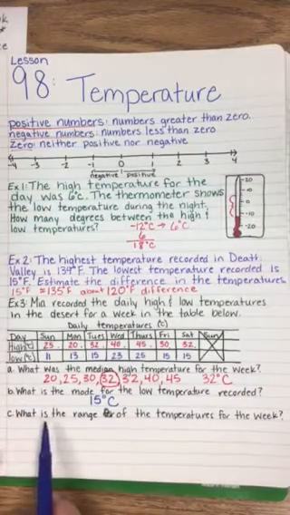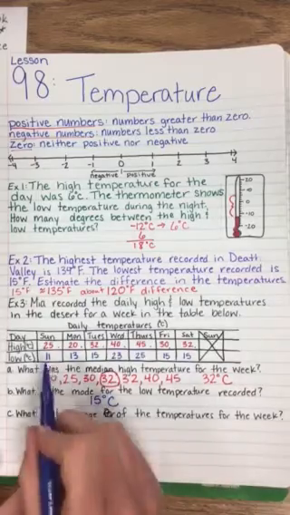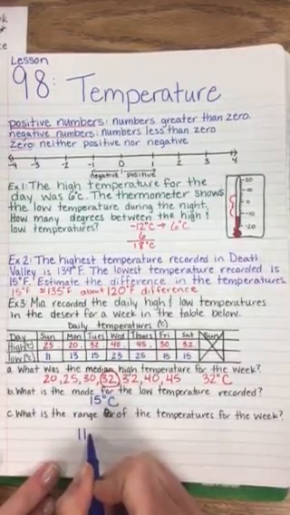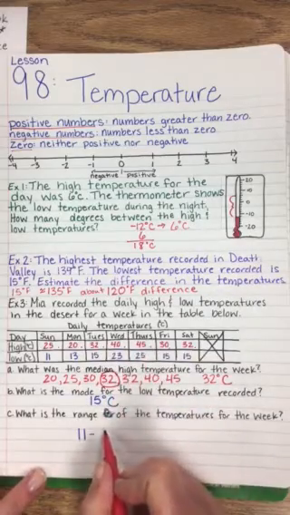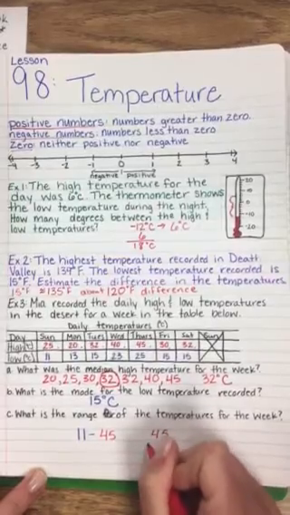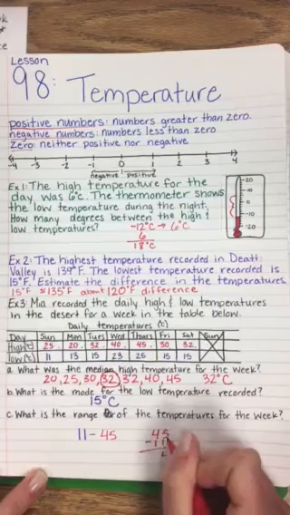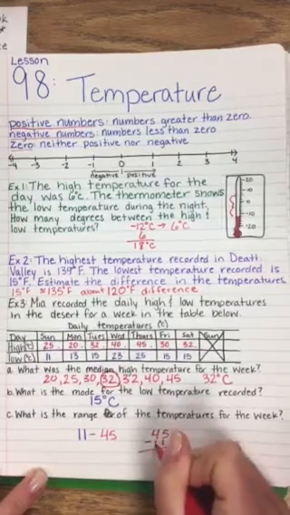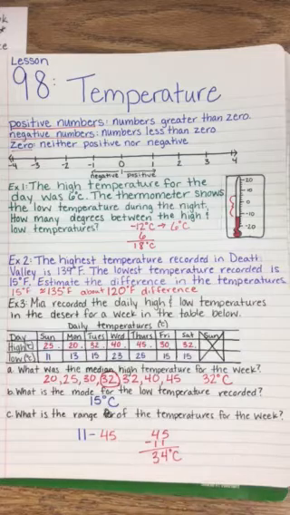And the last one. What is the range of the temperatures for the week? The lowest temperature is 11, and it goes all the way to 45, the highest. So you're going to do 45 minus 11. 5 minus 1 is 4, and 4 minus 1 is 3. So our range is 34 degrees Celsius.